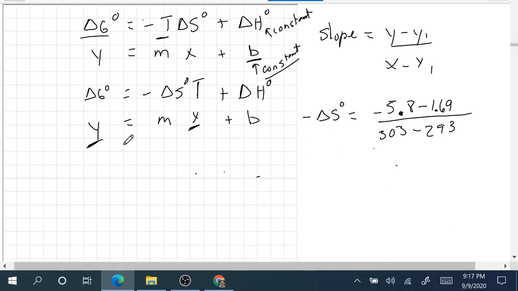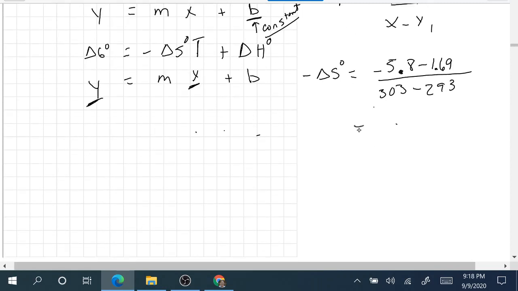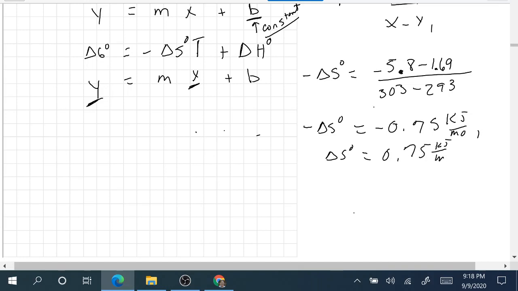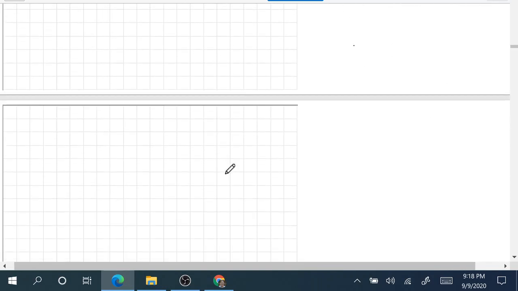Okay, so we can calculate that delta S as the slope if we say that delta H is constant or independent of temperature. All right, and so that gives us negative 0.75 kilojoules per mole. Is that right? Yeah. For our negative delta S naught. All right. So if we take away the negative sign, delta S naught is equal to 0.75 kilojoules per mole. Okay, so moving on.